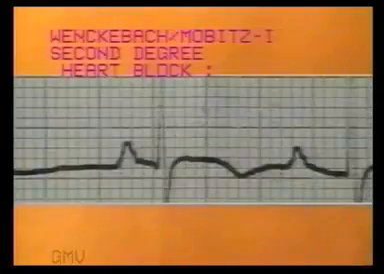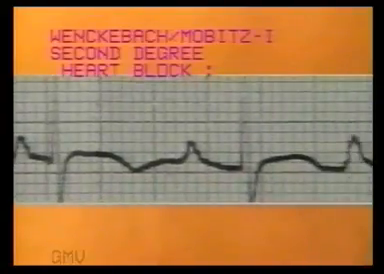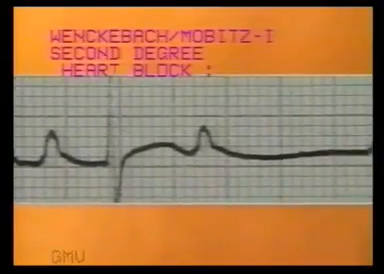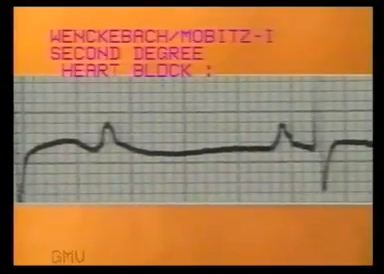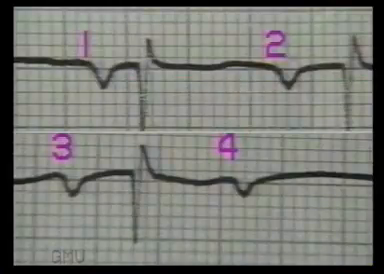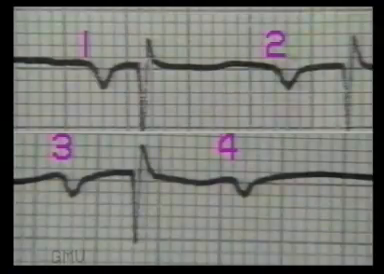Watch the close-up view now. The first PR is 4 millimeters, second is 6 millimeters, third is 7 millimeters, fourth beat is dropped. Again the PR interval has returned to 4 millimeters. This is typical Wenckebach phenomenon. Note again beats 1, 2, 3 and 4. 4 millimeters, 6 millimeters, 7 millimeters and a dropped beat.